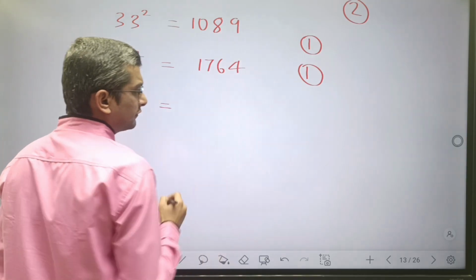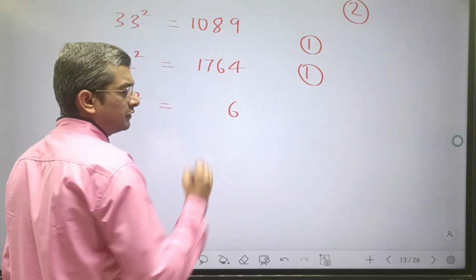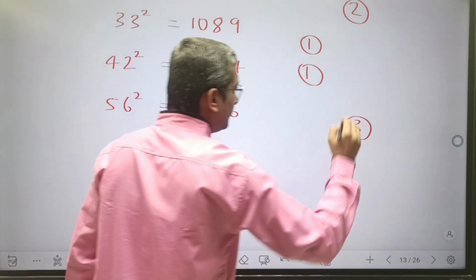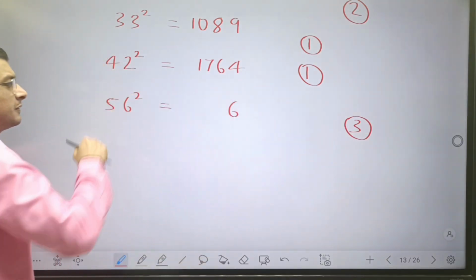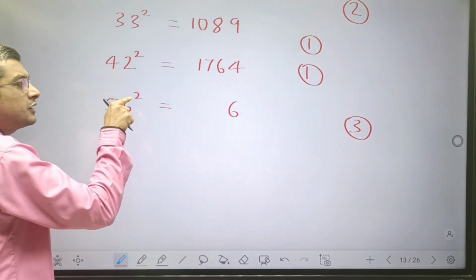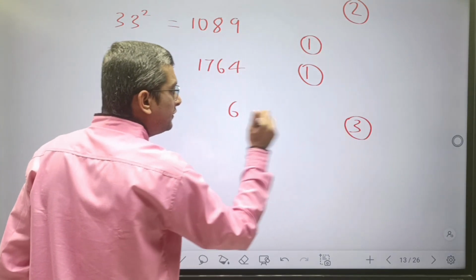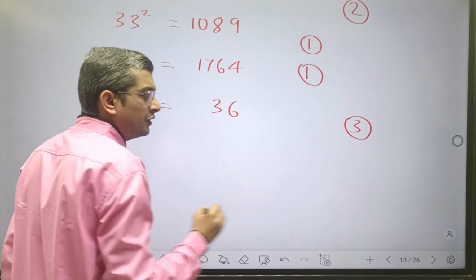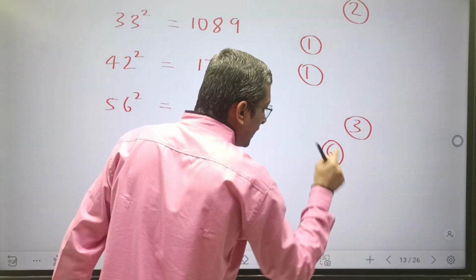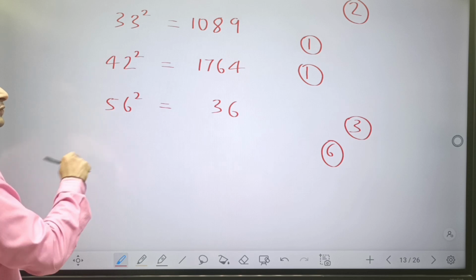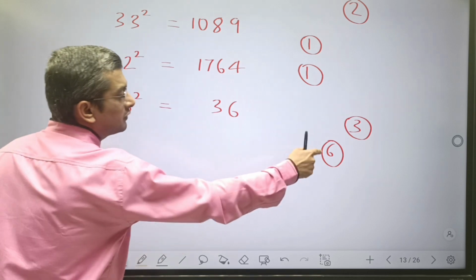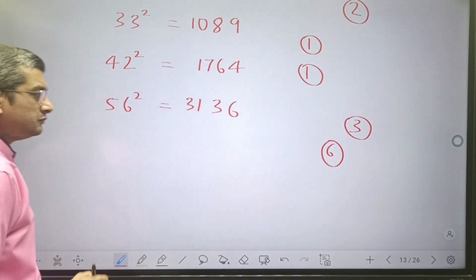6 square is 36. Write unit place 6. Carry 3. Add this 3 to the second step, that is 5 into 6, 30, 30 twice is 60. 60 plus 3, write unit place, 63. Again carry 6. Add this 6 to the last step, that is 5 square is 25 plus 6, 31.